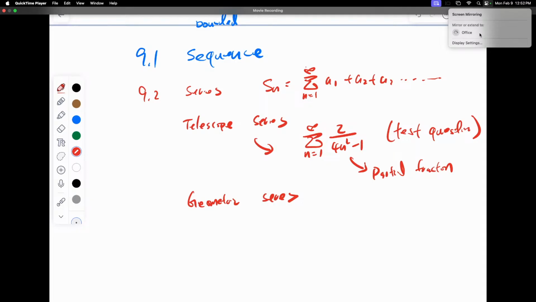Our bottom is n equal to 1. So you have to use the definition for n equal to 1.